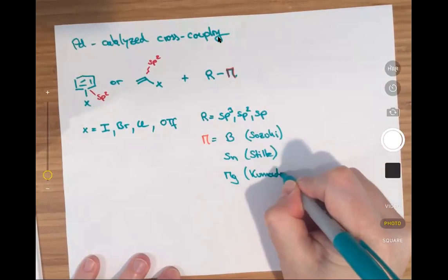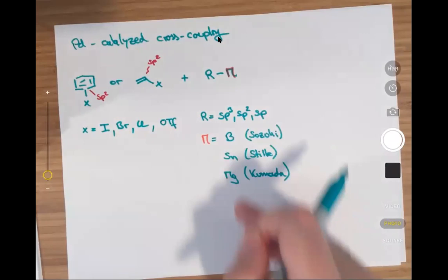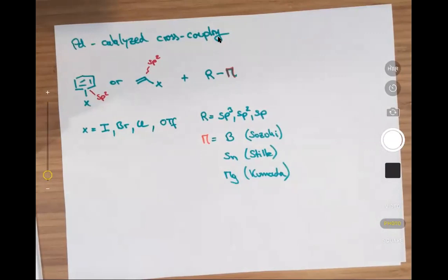These are basically just named after the inventors of that specific reaction, and they use these kinds of pseudonyms in the literature. Every chemist knows what the Suzuki or Stille coupling or Kumada coupling is, and that makes conversations a lot easier. There are plenty of other metals that you could use here, but those are the ones that we'll focus on mostly, because they cover more or less, I want to say, 80 to 90% of the reactions in the literature.